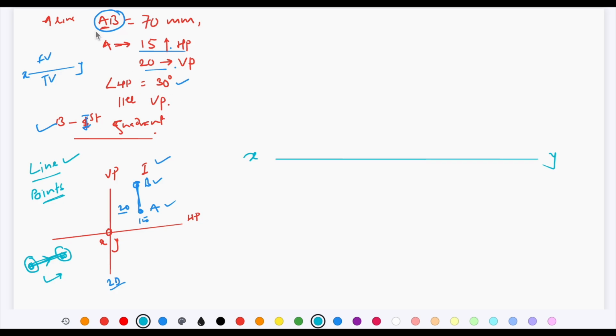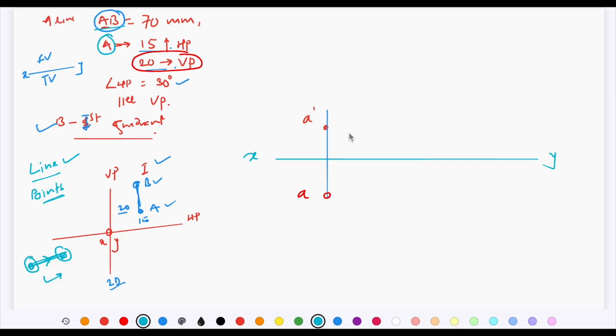So the line is AB and the position of point A is given with respect to HP and VP. Point A is 15 mm above HP, so let's say this is A dash. We know that both front view and top view are going to be projected on the same line. So on the vertical projector passing through A dash, the point is 20 mm in front of VP. So below the XY line at a distance of 20, you will get the top view of the point.